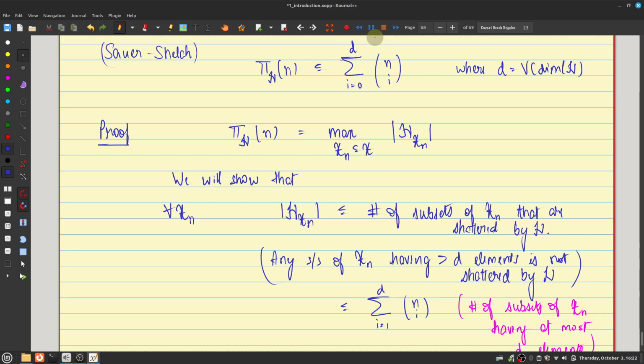In fact, what this essentially says, we'll see that a little later, is that for n much larger than d, this grows just polynomially in n. So in some sense, there is a kind of phase transition. It grows exponentially in n, and beyond the VC dimension, it grows only polynomially in n.